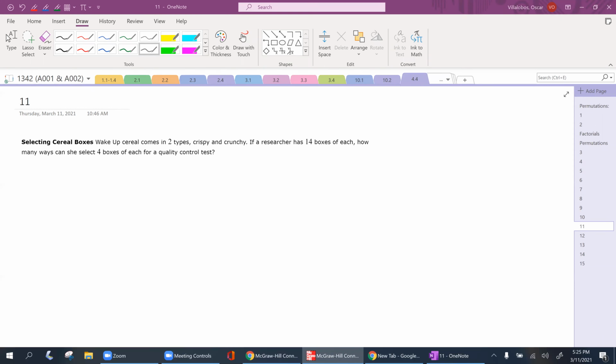Okay, for this next problem, we have selecting cereal boxes. Wake Up cereal, that's the brand, comes in 2 types: crispy and crunchy. If a researcher has 14 boxes of each, how many ways can she select 4 boxes of each for a quality control test?